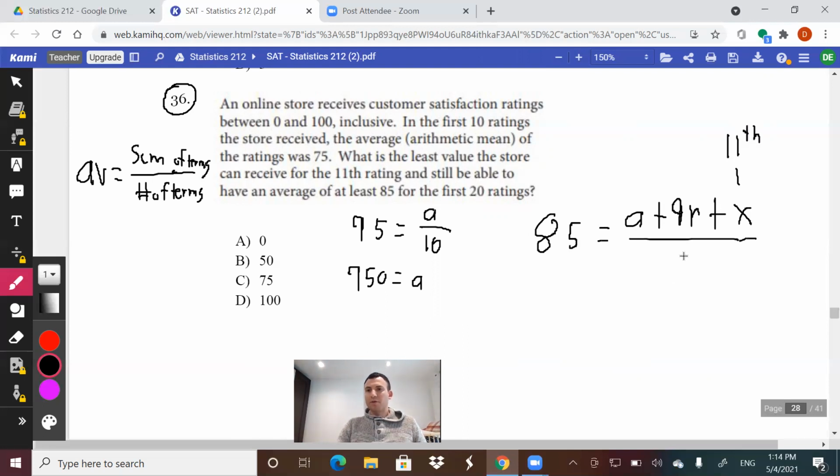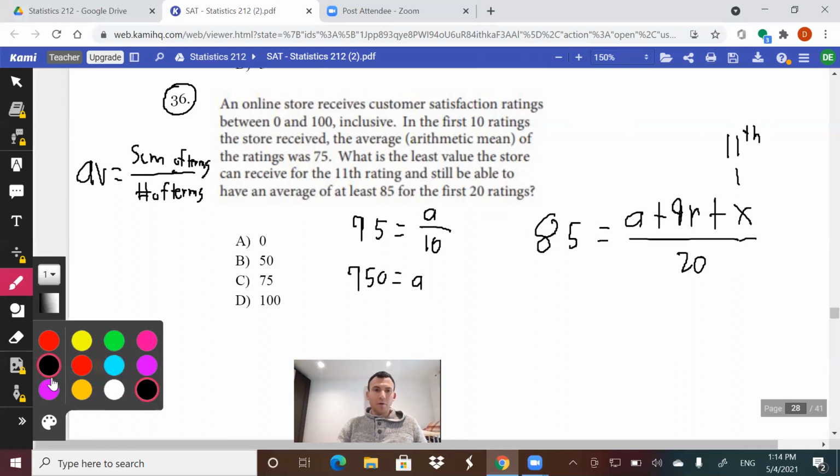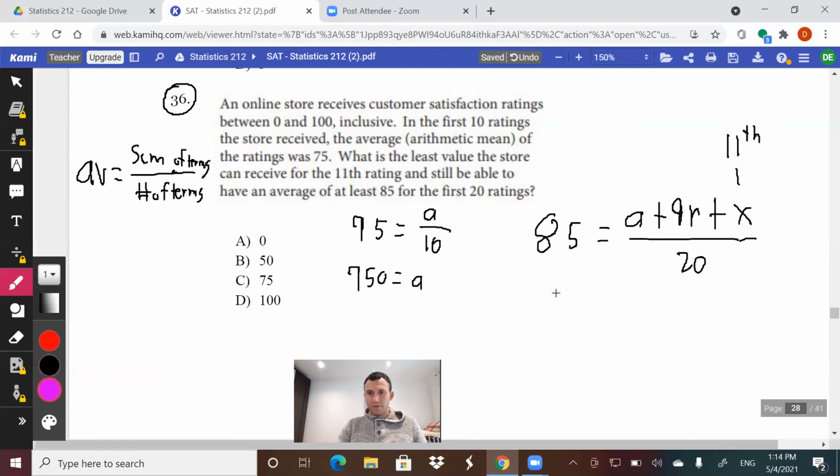And we have a total of 20 ratings. Well, here's what we know here. We know that the 10 ratings is a 750, the first 10. And we're trying to figure out X, and we need to figure out a number for R for the 9 other ratings that's going to allow us to make X as low as we can possibly make it, right? Because we're going to know the least value on the 11th rating.